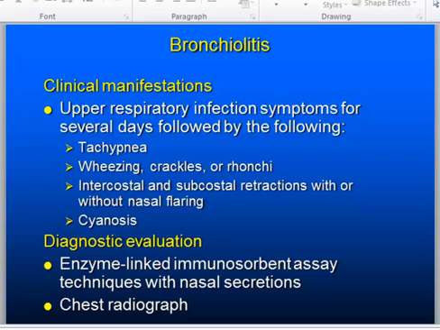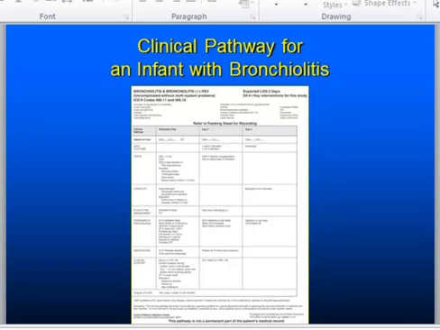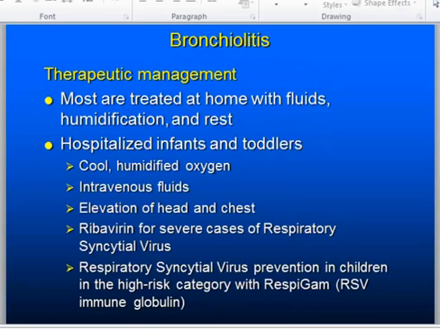If based on clinical signs and symptoms and epidemiological factors, the diagnosis is definitively determined through rapid virus identification, and they usually get that through nasal or nasopharyngeal washings, or they may order a nasal culture. This just shows you a clinical pathway for one of the institutions. It's almost like a care plan for a child with bronchiolitis.